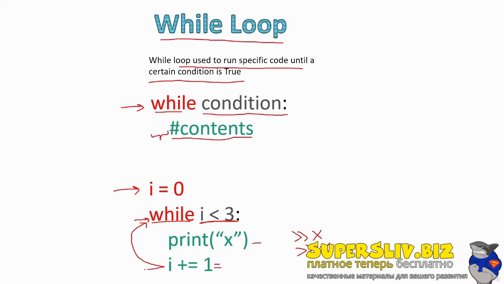Then again it will go to the beginning. Now I is equal to 2. It is still less than 3. So the condition is still true. So it will print x again. It will add 1 to the I. Now it will go to the beginning again. Now I is equal to 3. So now I is not less than 3. So the condition is false. Therefore Python will not run this code. Then it will terminate the while loop.